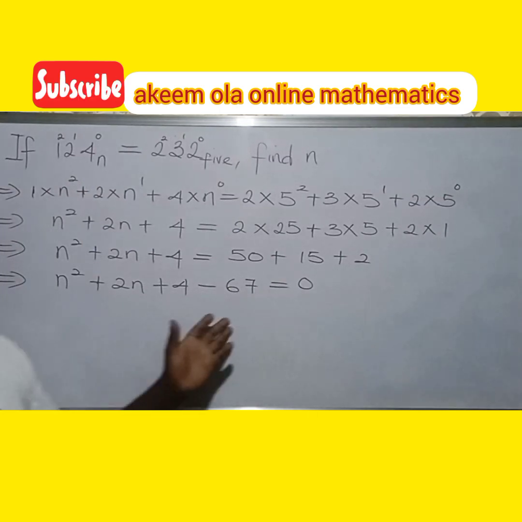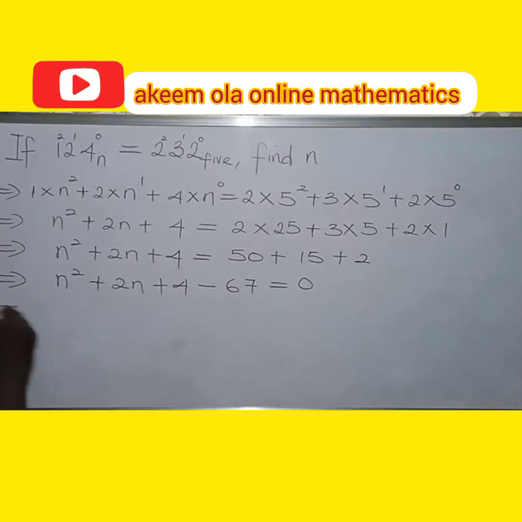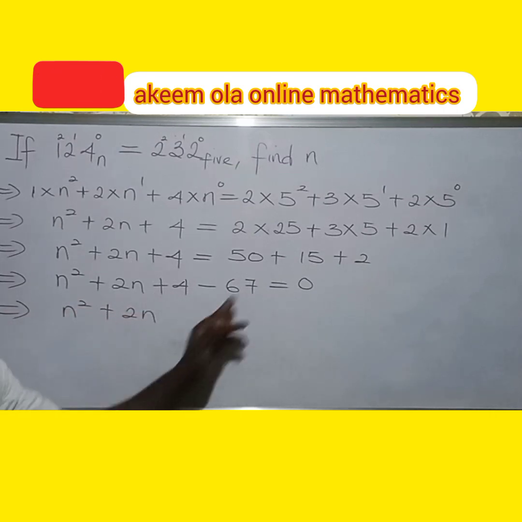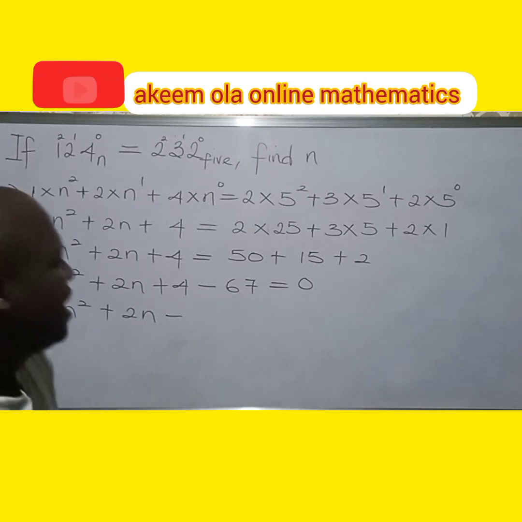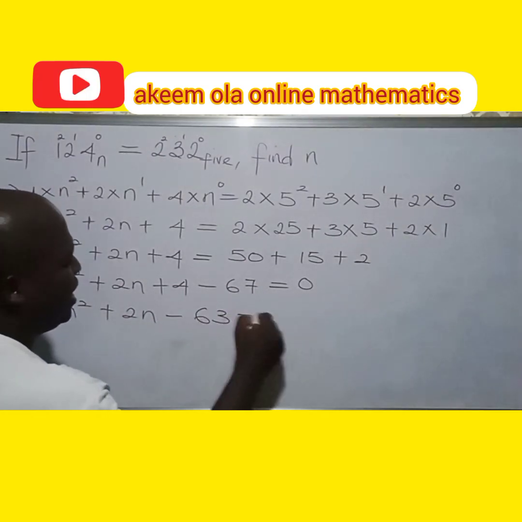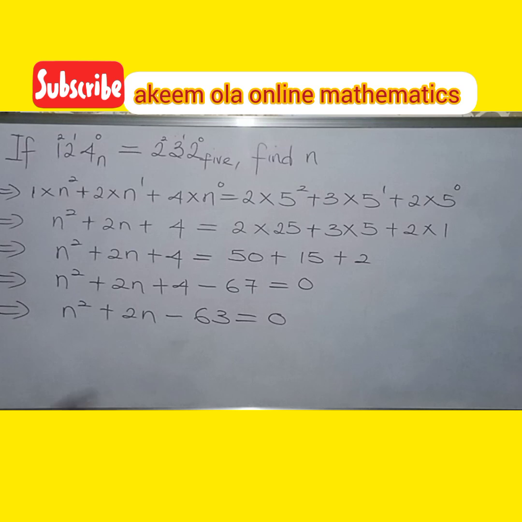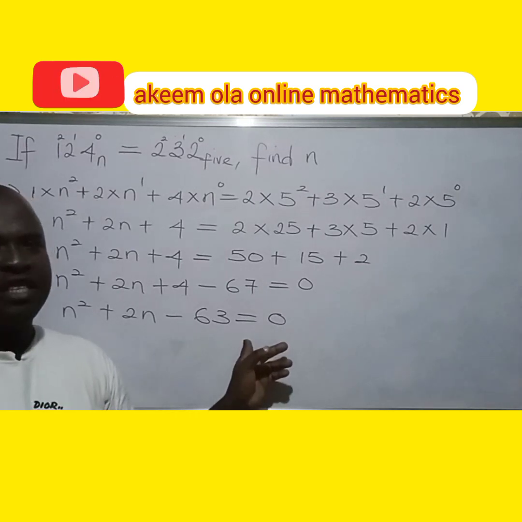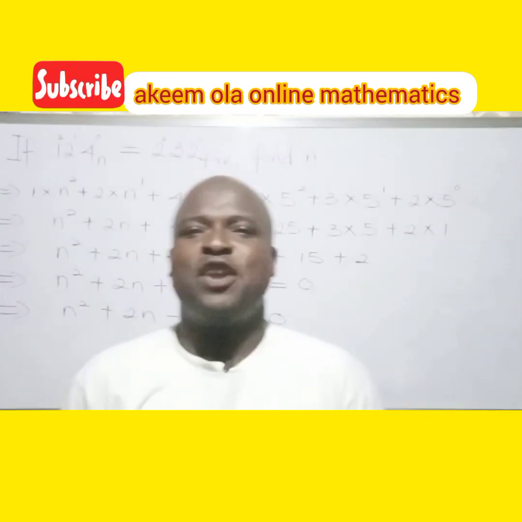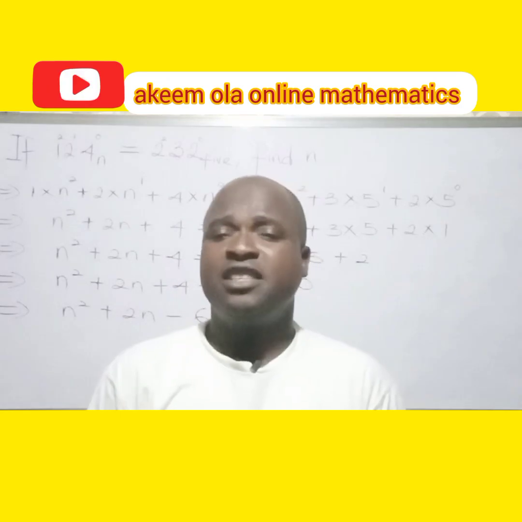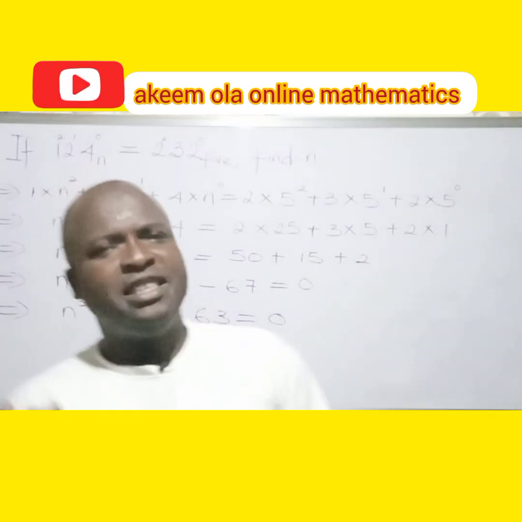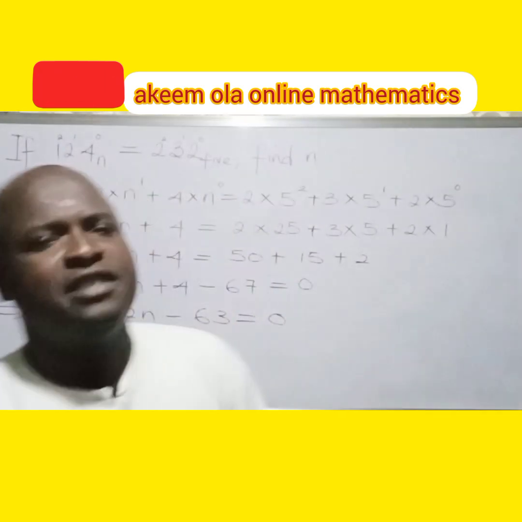Then we can simplify further. Here we have n squared plus 2n, and 4 minus 67 will certainly give us a negative answer, which is minus 63. So we have n squared plus 2n minus 63 is equal to 0. Now, as you can see, we have a quadratic equation here, and we can use many methods to solve a quadratic equation: the factorization method, completing the square method, or the general quadratic formula. But in this case, we are going to use the factorization method.